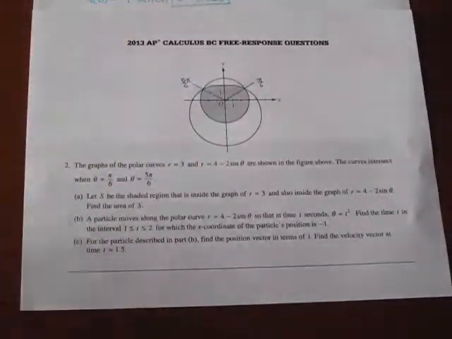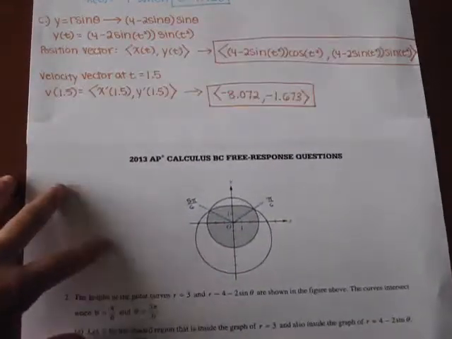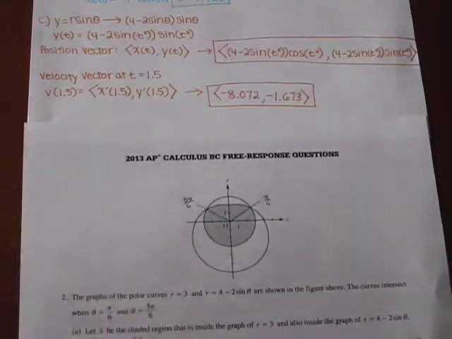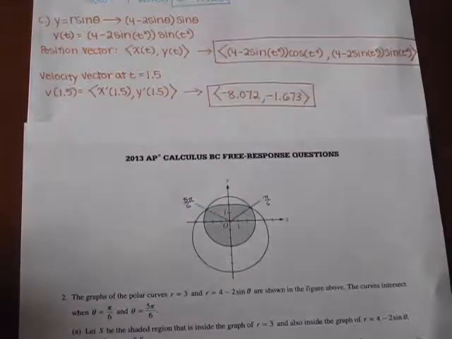So for the last question, it says, for the particle described in part B, find the position vector in terms of t, find the velocity vector at time t equals 1.5. So for here, you already found the position function for x in part B, so now you just need to find the one for y. Y equals r sine theta, so you're going to plug in the same r, 4 minus 2 sine theta, and then again substitute in the t squared for all the thetas.